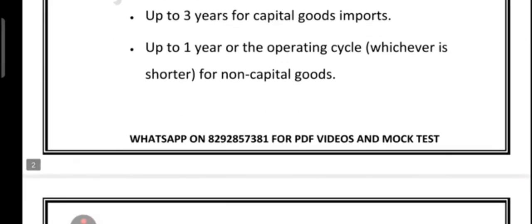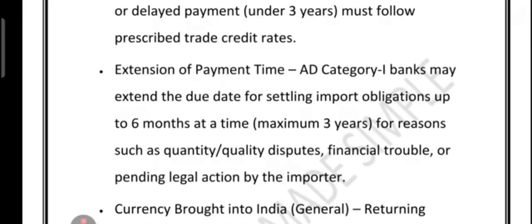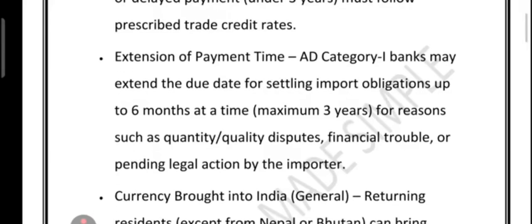Bank also have the power to extend your payment timeline. Very, very important thing. You know what I'm talking about? That bank has the power that they can extend your payment timeline 6 months at a time for up to 3 years in total. Right? But you need a valid reason like a dispute over quality, financial trouble or pending court case.